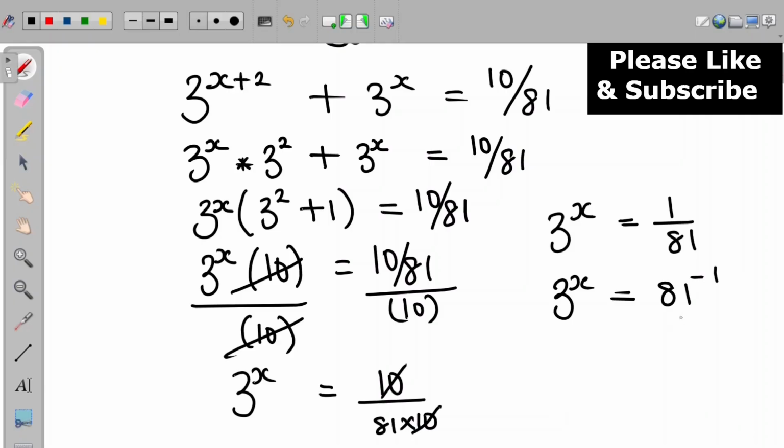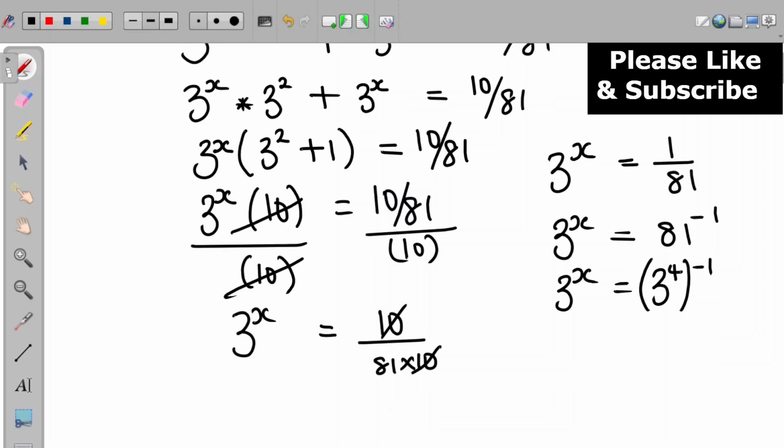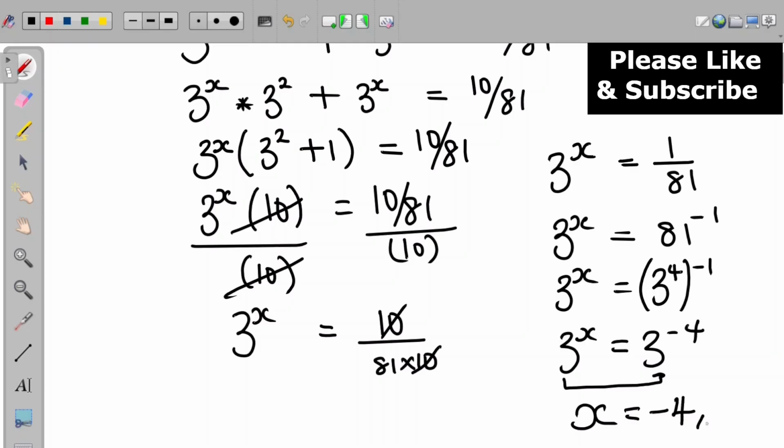Now we can express 81 in the base of 3. So we have that this becomes 3 raised to the power of x equal to 3 raised to the power of 4, all raised to the power of negative 1. So therefore we have that 3 raised to the power of x is equal to 3 raised to the power of negative 4. Now since the bases are the same, as usual, the powers are the same. So our x is equal to negative 4.